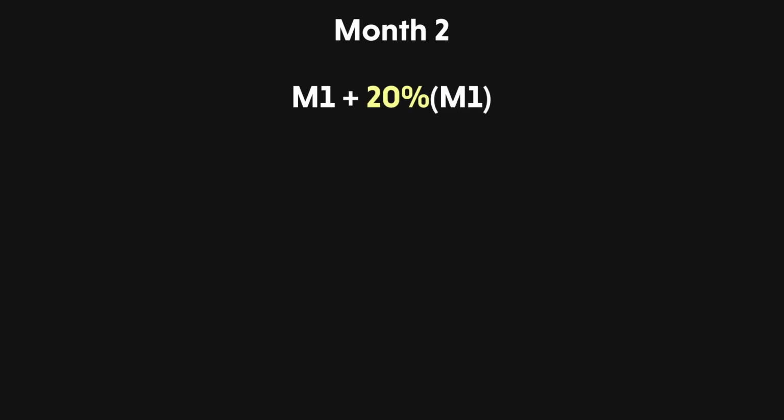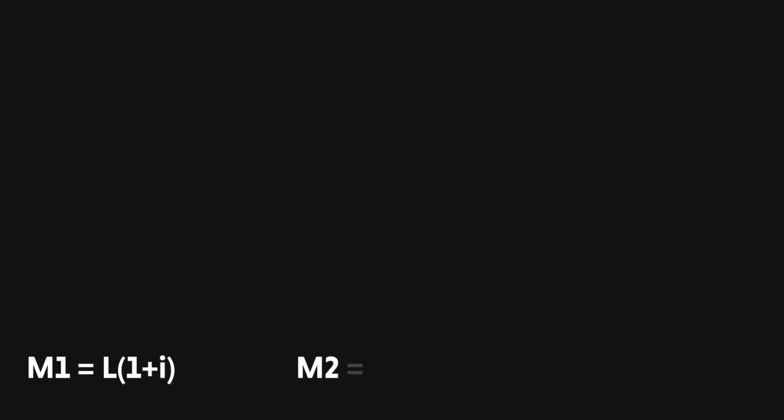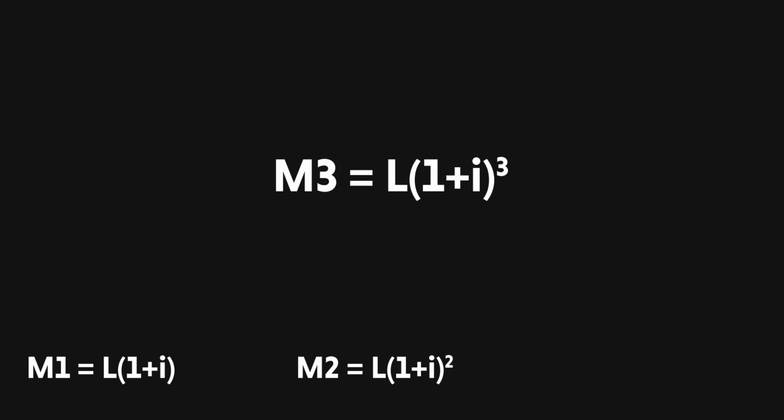Then we can do the same as month 1 by factoring out the monthly terms, and we are left with month 1 times 1 plus I. But remember that month 1 is just saying the loan times 1 plus I. So putting that in the expression, we now get the loan times 1 plus I squared. This means that in month 2, the loan has grown twice by the interest. Therefore, month 3 requires no math and can just be written as the loan grown by the interest 3 times.